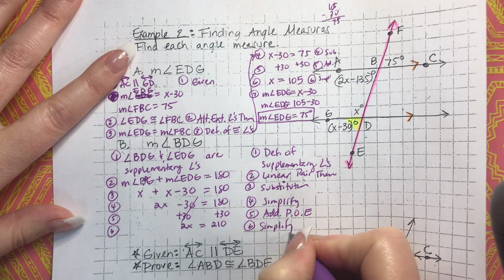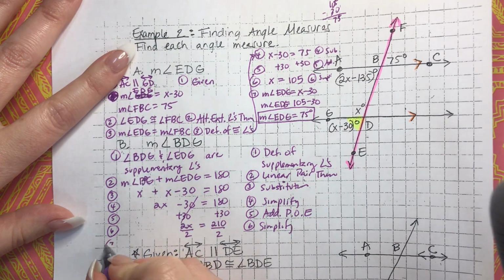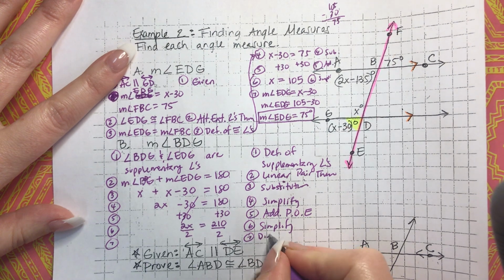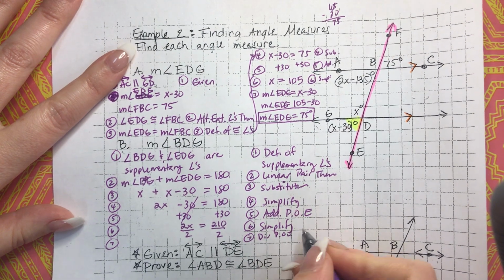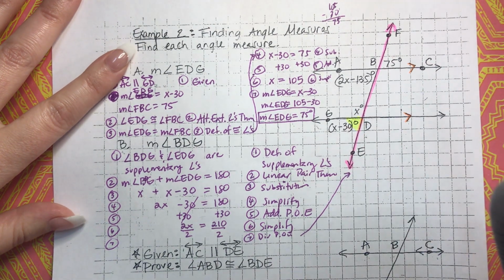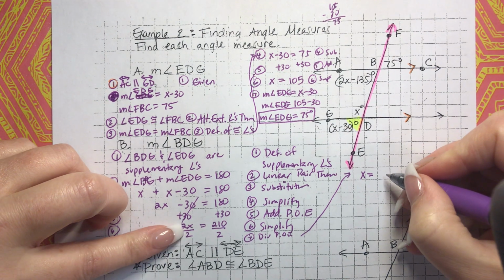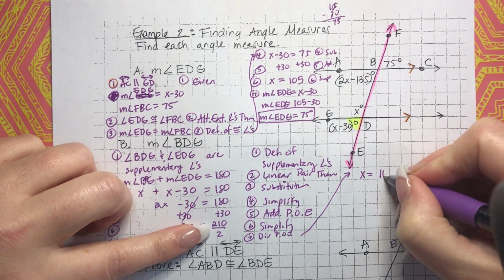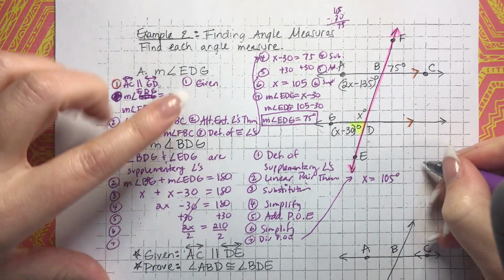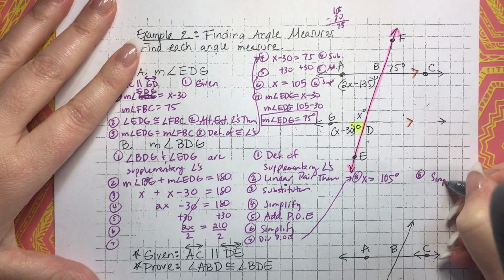And then we divide, so division property of equality, right? Division property of equality. Now I'm going to move up here, and that leaves me with X equals, what's that, 105, right? So that's simplifying.